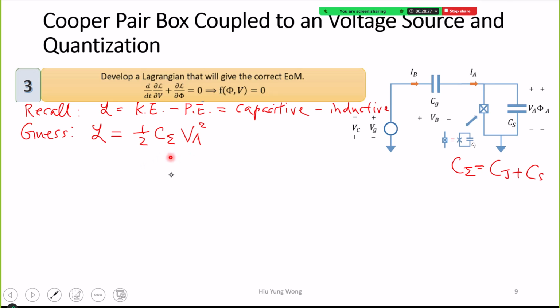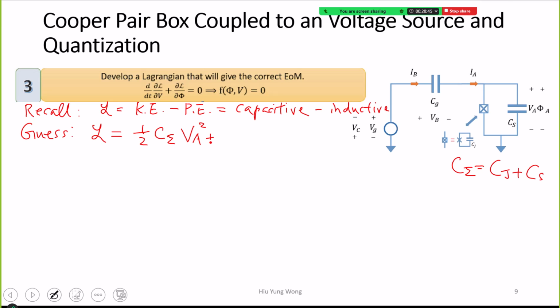You should be able to prove it, right? But take it for granted again. Many of us learn this in the elementary circuit already. If you don't know how to prove it, ask ChatGPT or talk to me. You really can prove it, right? This simple one: half CV squared.